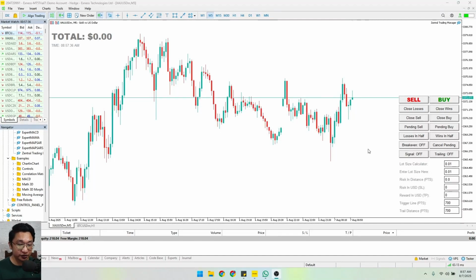Another new feature here of the Zentral Trading Manager is what we call the lot size calculator. And for you to properly use the lot size calculator, you need to have the following criteria. You need to input your risk in distance, and at the same time, you need to have your risk in USD. Okay, so let's say we are planning to buy gold because the price is already climbing upwards.